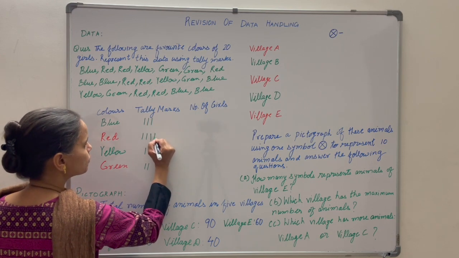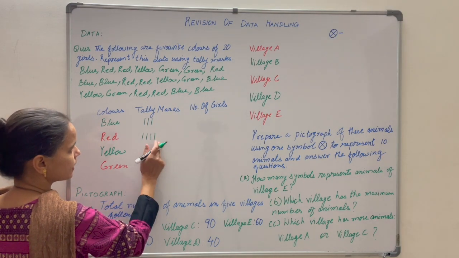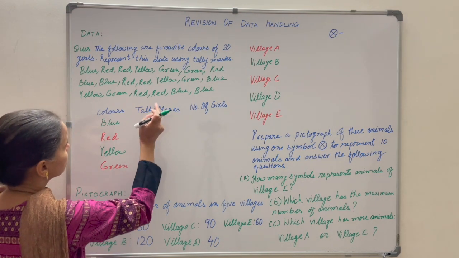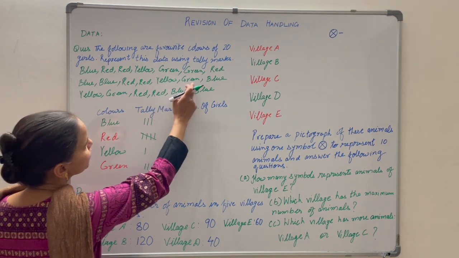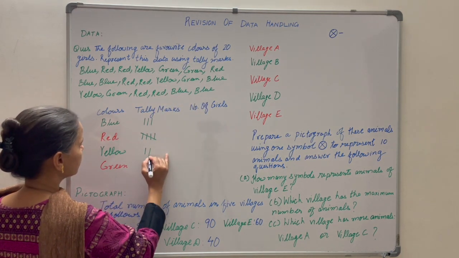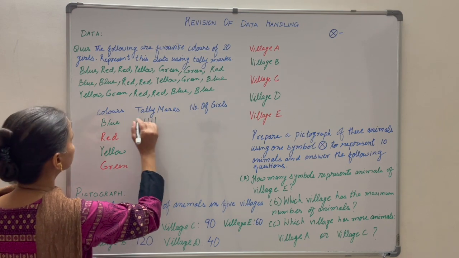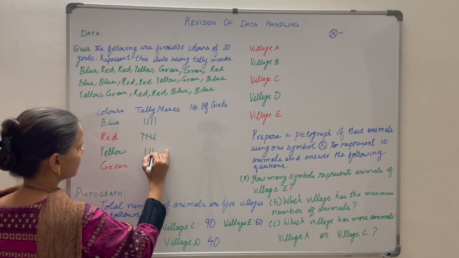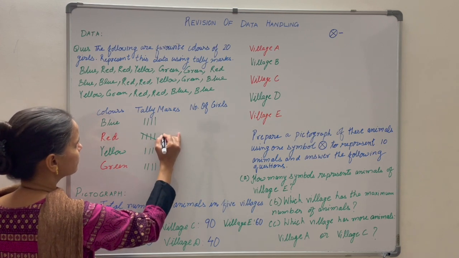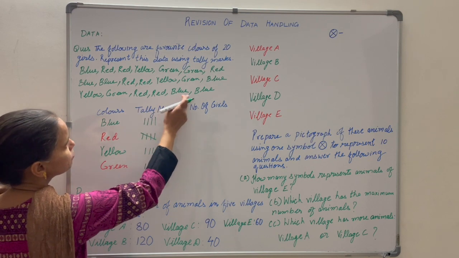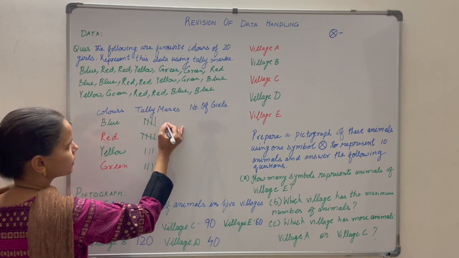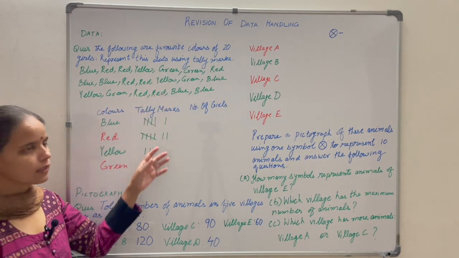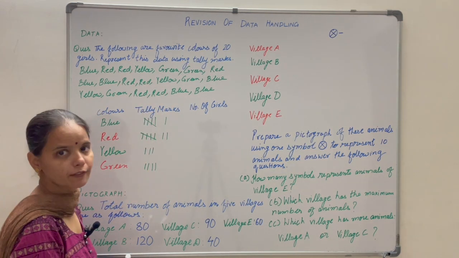2 blues, 2 red means after making 4 lines like this, fifth one will come like this. We group it into 5. Then yellow, green, blue. Yellow, green, red, red. Then blue, blue. So fifth one will come like this, sixth one. So we have represented this data here, all 20 girls' favorite colors.